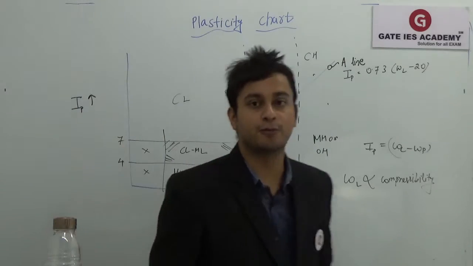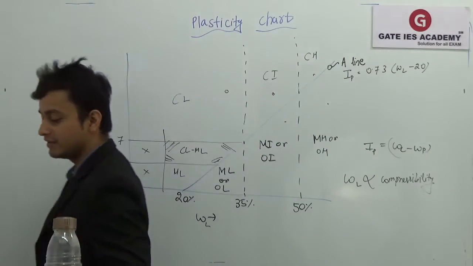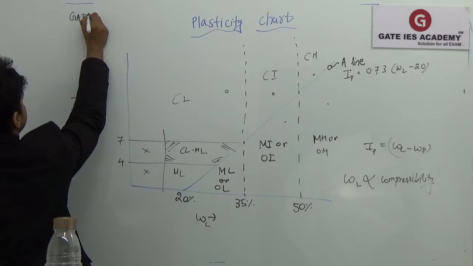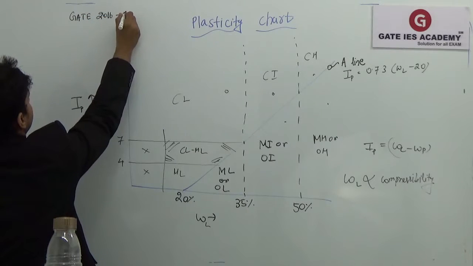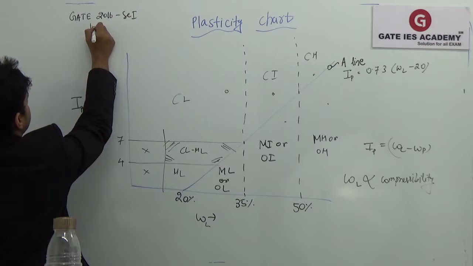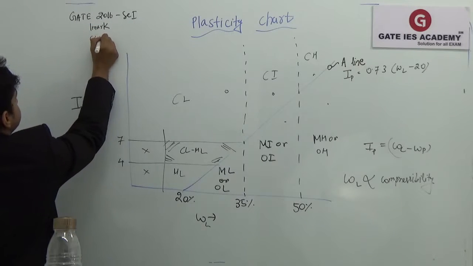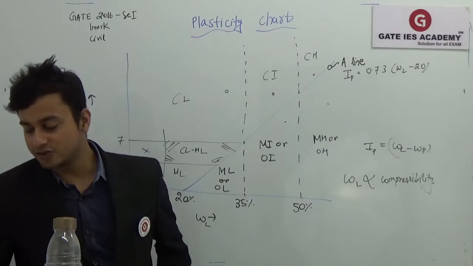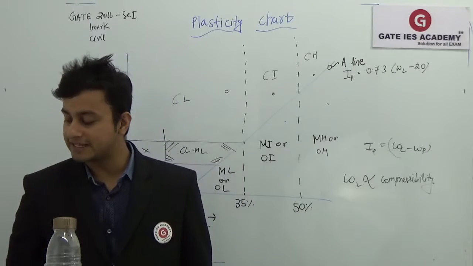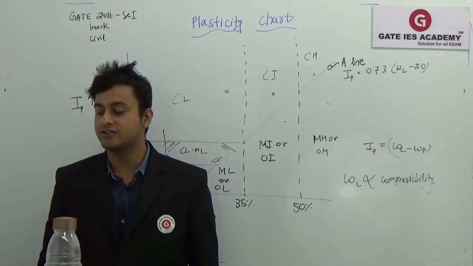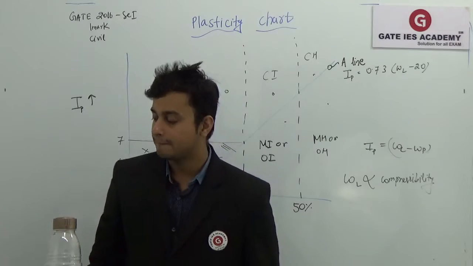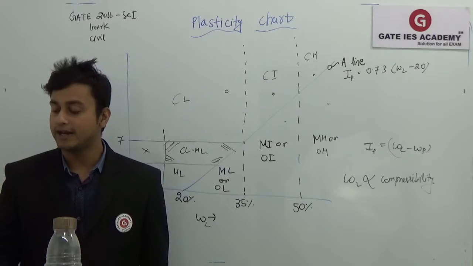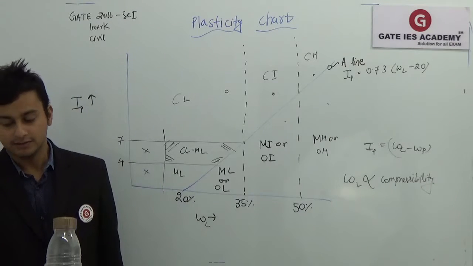Okay students, now let's take a few problems from previous years' GATE. The question is from GATE 2016, Set 1, and it is for 1 mark in civil engineering. The question says a fine-grained soil is found to be plastic in the water content range of 26 to 48%. Okay, the soil is plastic within the range of 26 to 48%.